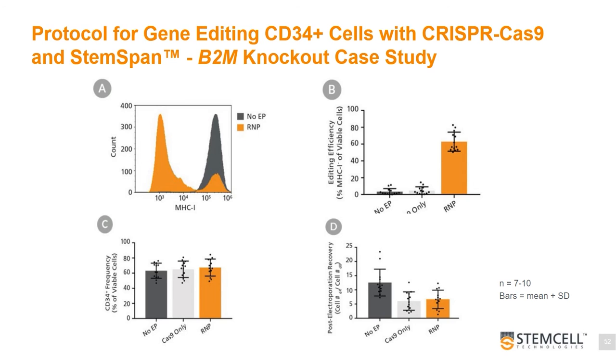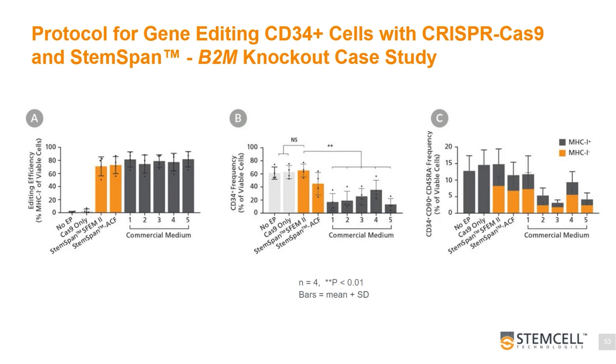The results here are similar to the CD45 experiment, with the RNP electroporated sample exhibiting loss of MHC1 expression, as shown in figure A and B, while the percentage of CD34 expressing cells was unaffected by RNP delivery, as shown in figure C. It is also confirmed in figure D that both RNP and Cas9 only electroporated cells exhibited reduced post-electroporation cell recovery relative to non-electroporated control, suggesting that electroporation is the primary contributor to reduced CD34 cell recovery and growth in the genome editing workflow.